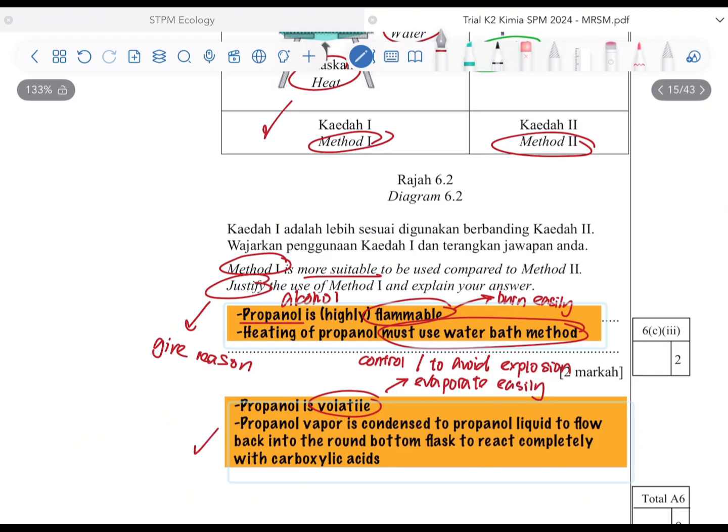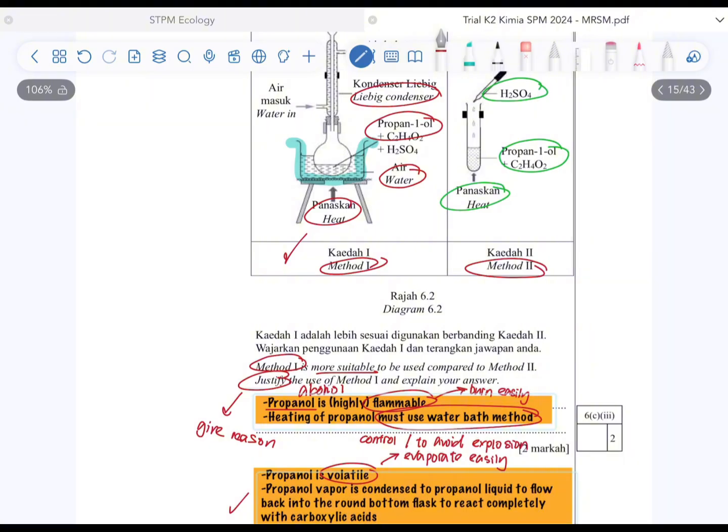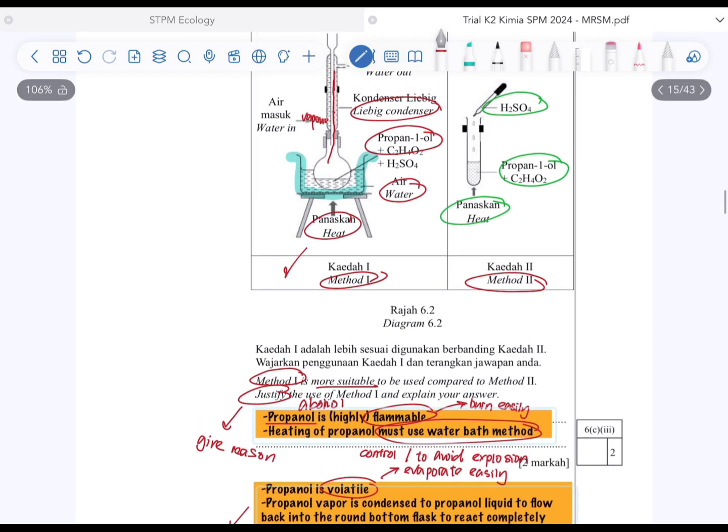So I will explain what is meant by this. It is basically just because when you heat the alcohol, it will evaporate, right? So when the vapors go up and touch the cool surface of the Liebig condenser, because it has water inside it, the water will provide a cooling effect. So when the vapor touches the cooling surface, it will condense, right?